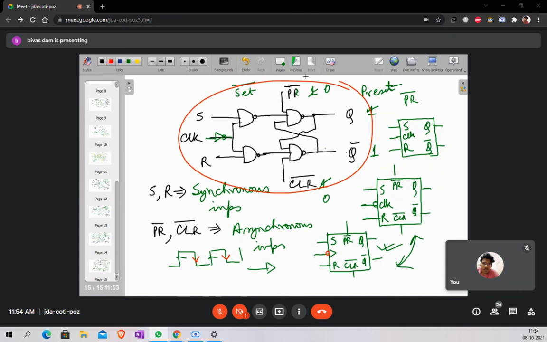I'll go for only one flip-flop internal structure configuration and show how intelligently that feedback architecture has been implemented so that I automatically get edge sensitivity.